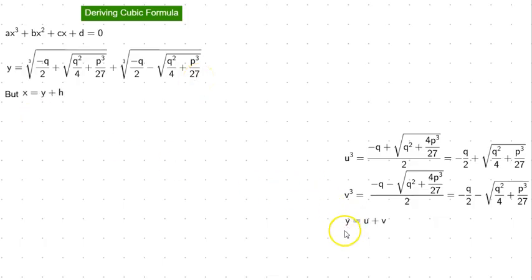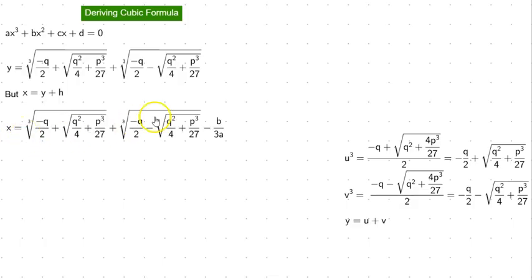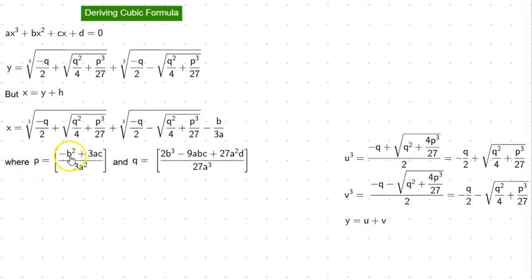But remember, we have solved for y. What we want is x. So x is equal to y plus h. So x is equal to this entire expression of y minus b by 3a, because h is minus b by 3a, where p is equal to minus b square plus 3ac by 3a square, and q is equal to 2b cube minus 9abc plus 27a square d by 27a cube.